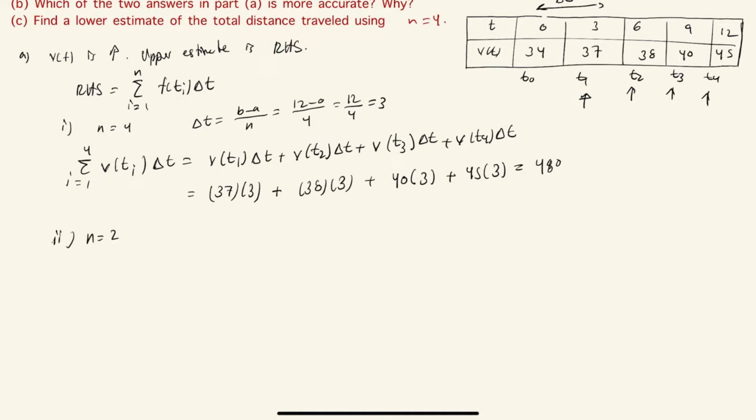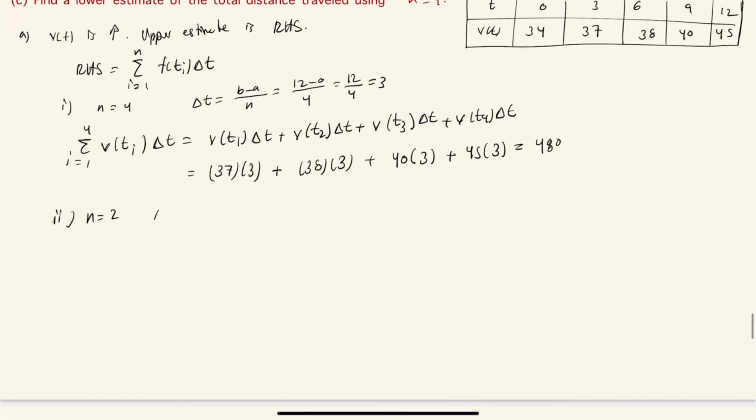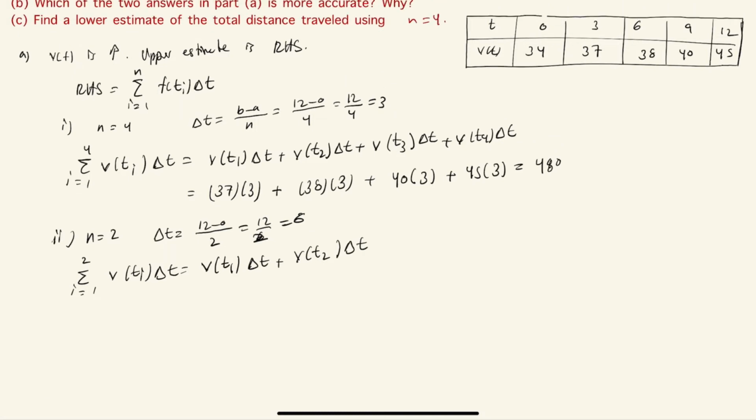Now for the second part, we have n equal to 2. Therefore, we're going to have a different delta t, a different width. So delta t is going to be 12 minus 0, which is b minus a, over n, which is 2. That results in delta t equal to 6. Now, the summation notation is going to be from i going from 1 to 2 of the function v(t_i) multiplied by delta t. Now we will have v(t1) multiplied by delta t plus v(t2) multiplied by delta t. So we are going just from t1 to t2.